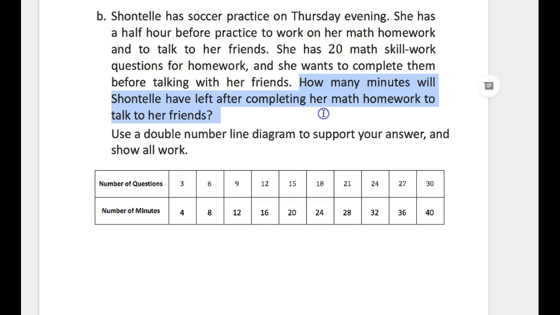The problem's asking us to find the number of minutes that Chantel will have left after completing her math homework to talk to her friends. So that's important.